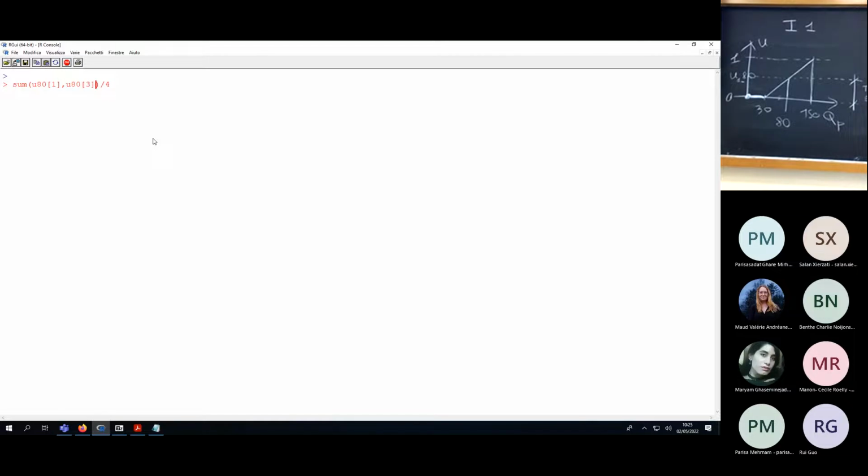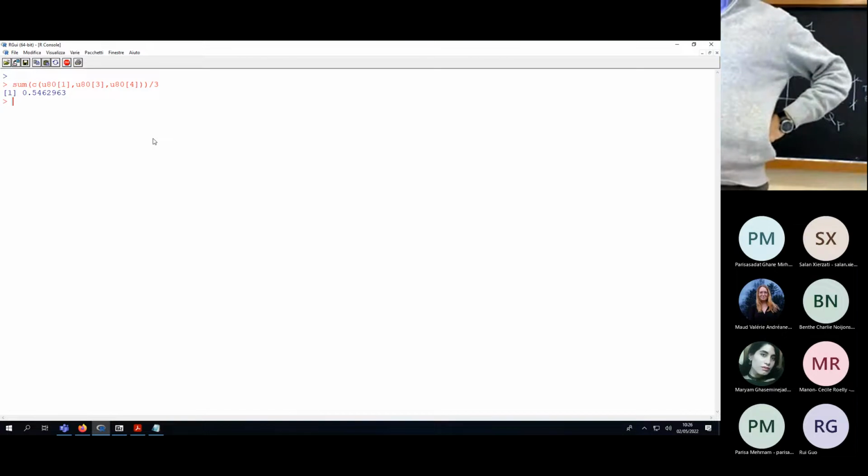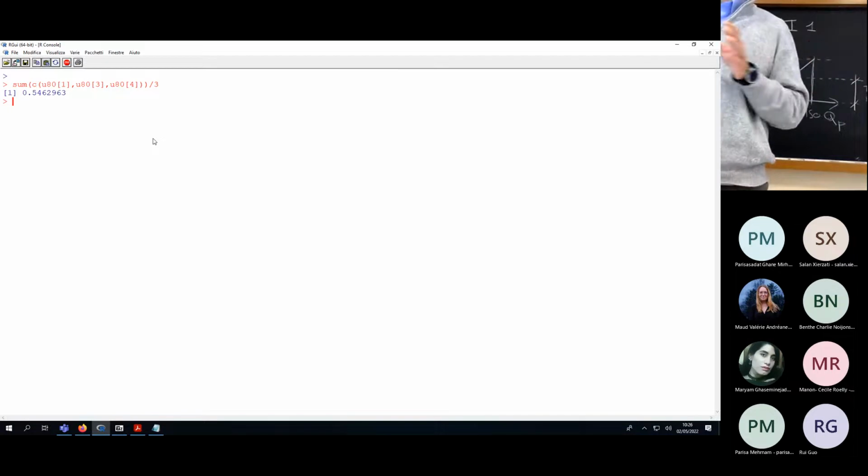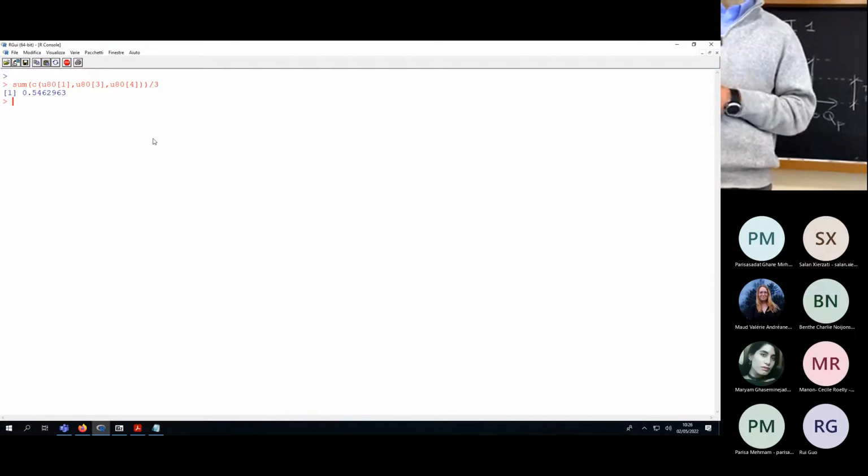U83, U80, sorry, U84, okay, and then I need an additional parenthesis here, C, divided by 3. This is the resulting utility. I summed the utilities of the first criterion, the third and the fourth, and I divided by 3. I had to add a parenthesis because I had to define a new vector, okay? And therefore I use the function C.